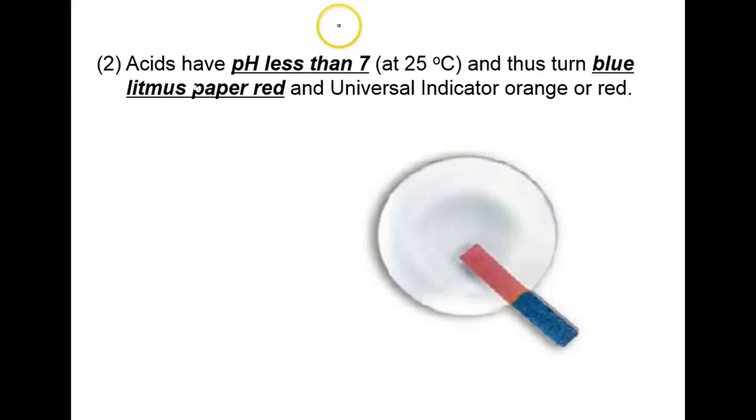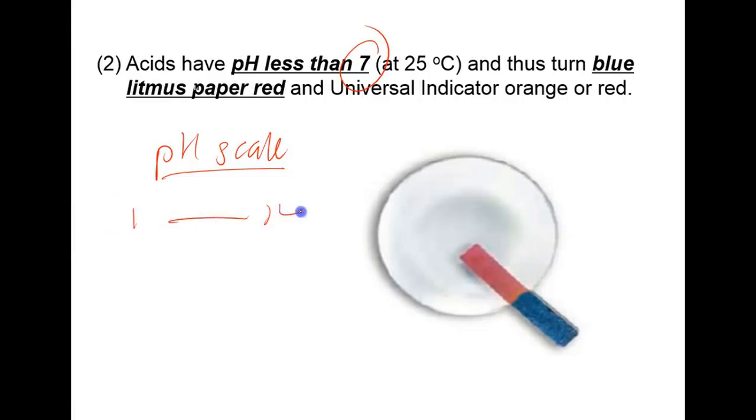So acids have a pH of less than 7. The pH scale is used to measure the acidity, the extent of dissociation of an acid. Later we'll see what I mean by the extent of dissociation. For now, just take note that the pH scale runs from 1 to 14, and 7 being neutral. Acids are less than 7. So pH less than 7, acid.